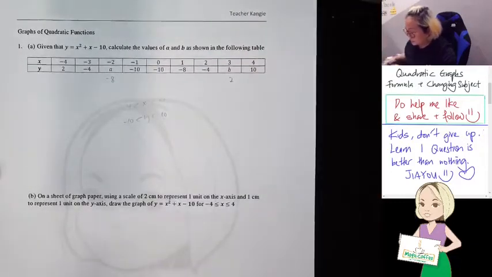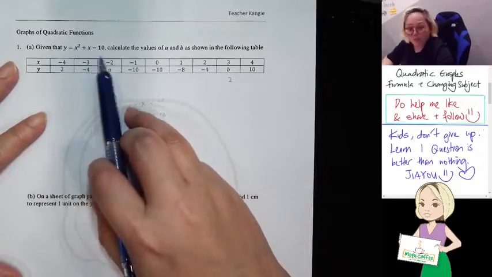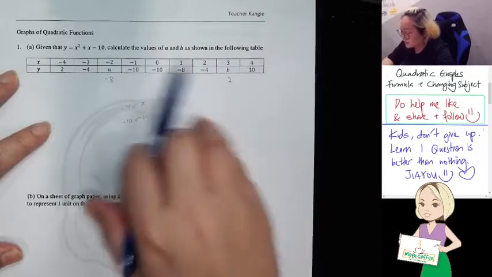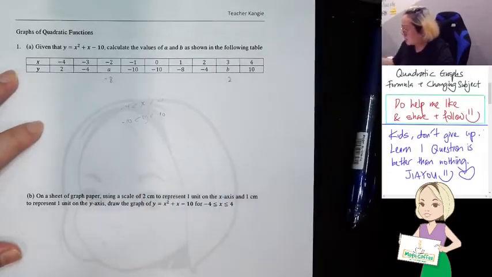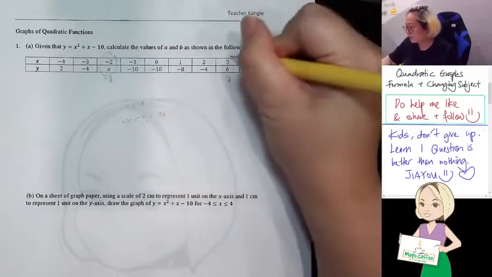Okay, let's take a look at this one. Given that y equals x squared plus x minus 10, calculate the values of a and b as shown in the following. So this is the table of points that they give me, and over here you can see that we need to find these two. This is not complete yet.